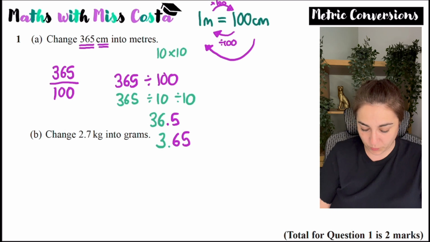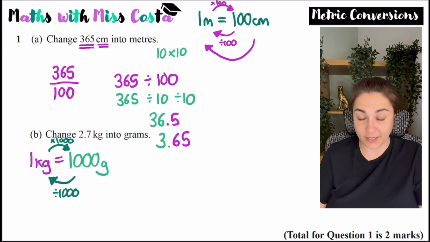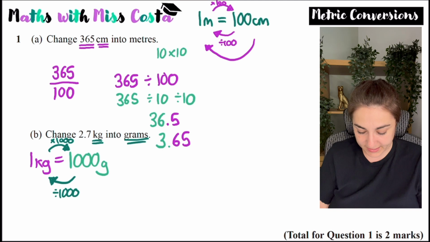Then I need to change 2.7 kilograms into grams. And I know the conversion I should know is that 1 kilogram is 1,000 grams. So to go from kilograms to grams, I would multiply by 1,000. And to go from grams into kilograms, I would divide by 1,000. So I'm going from kilograms into grams. So I'm going to multiply by 1,000.